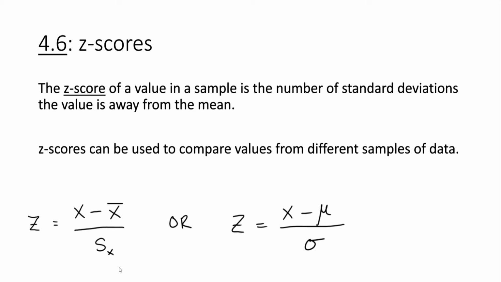In this video, we're going to be talking about z-scores. The z-score of a value in a sample is the number of standard deviations the value is away from the mean. Z-scores can be used to compare values from different samples of data.